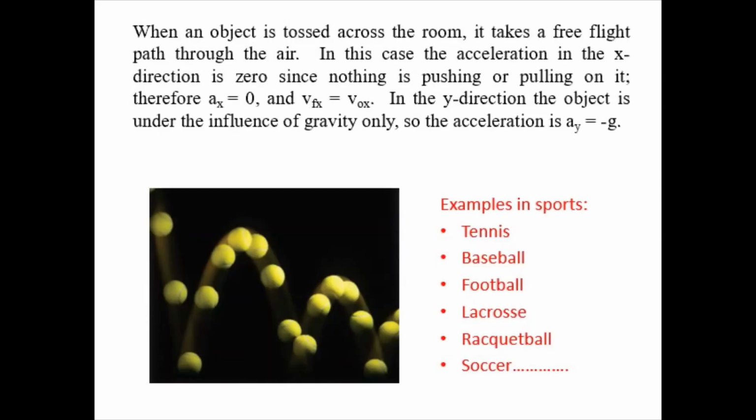Okay, so there's a particular type of two-dimensional motion that we want to narrow in on and look at in detail, and that's called projectile motion. When an object's tossed across the room, it takes a free flight path through the air. In other words, we're talking about small, dense objects right now because we want to ignore air resistance. We know that when we throw something across the room or across the yard, there's going to be some air molecules hitting against it, affecting its motion some.